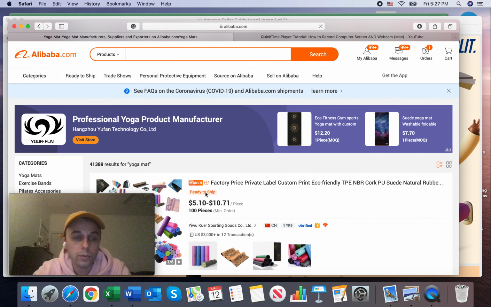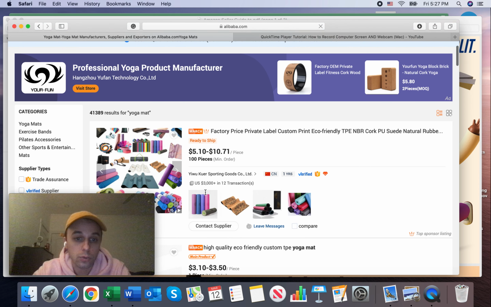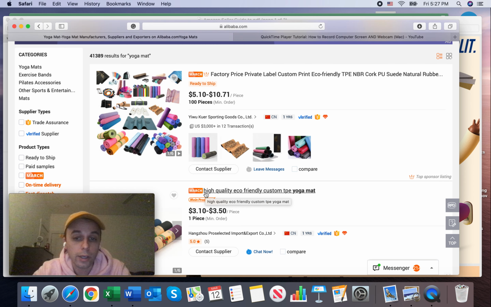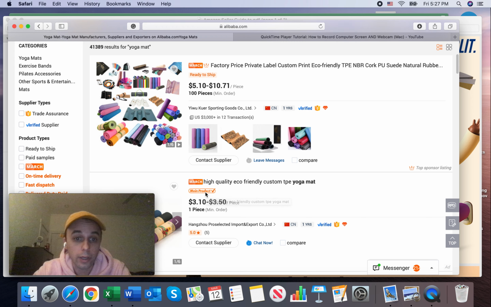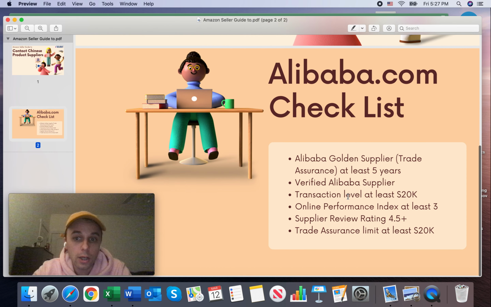Now, once we type in yoga mat and click search, Alibaba gives us multiple options we can choose from. But I have a checklist of the characteristics I'm looking for in a supplier. I'm not going to show it to you right now, and I'm going to explain each one by one. The very first characteristic I'm looking for is that the supplier is a Gold Supplier.